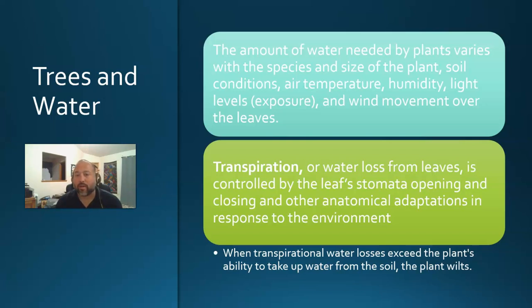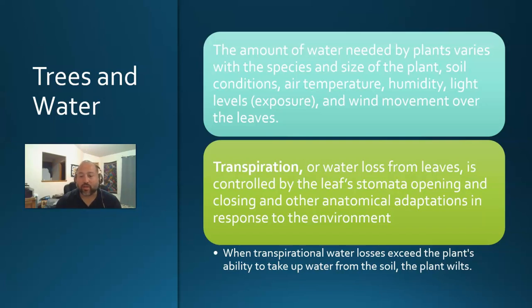Transpiration is the water lost from the leaves, and that's actually controlled by the leaf stomata. So the little pores on the leaf that we've talked about before open and close in response to the environment. They open up to take in CO2 and release oxygen, but when they're releasing oxygen, which is great for us, we're also having some of that transpiration and water loss, where the water goes back into the hydrologic cycle.